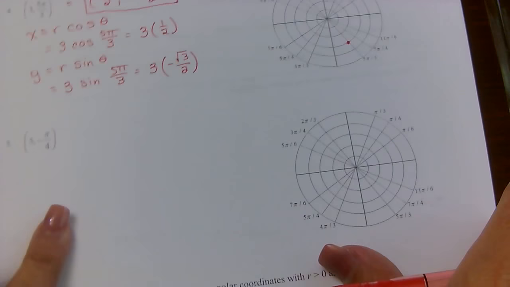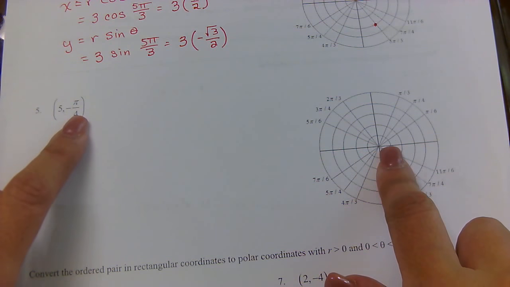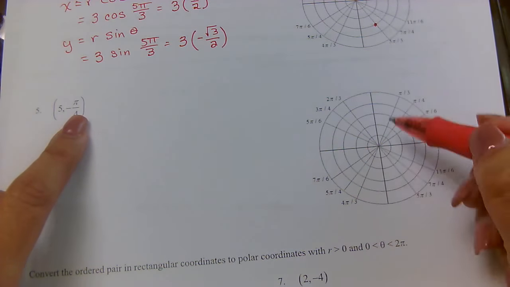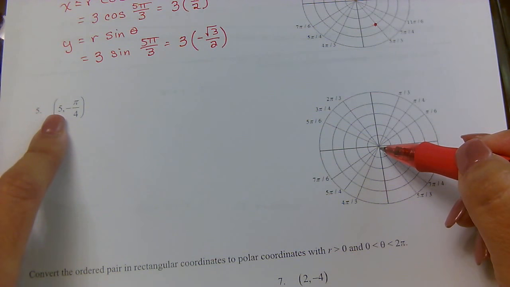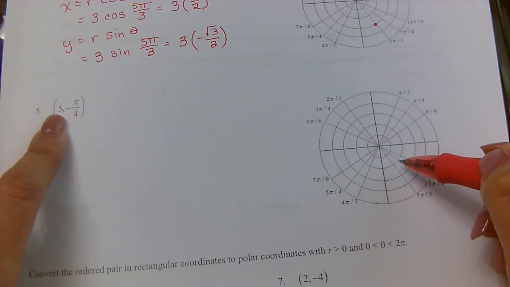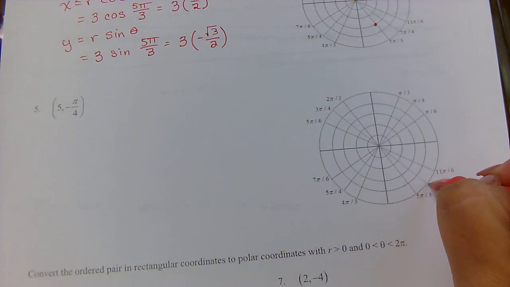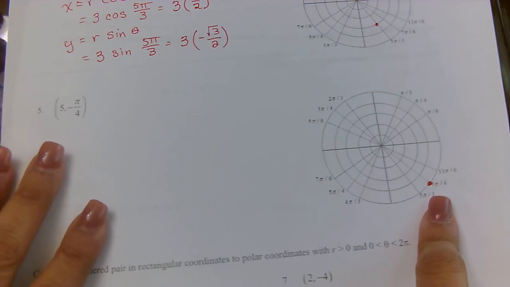All right, number 5, let's go ahead and plot the point first. I'm going to start with a negative 4 pi over 3 means instead of going this direction, we're actually going down. So we're going to go here, and then we're going to be going positive 5. So 1, 2, 3, 4, 5. Our point will be right here.